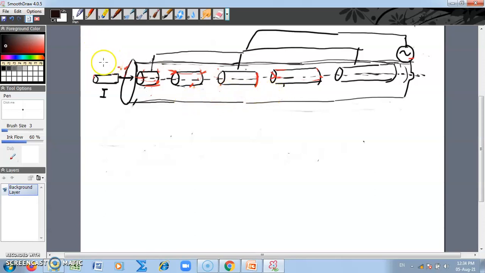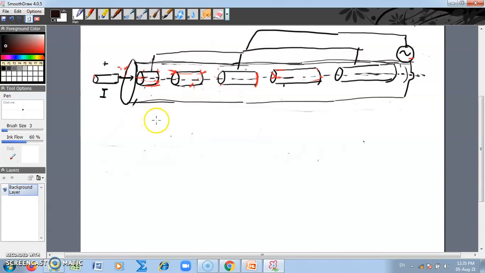And we had in particular started with a positively charged ion, and we saw how it got accelerated, and it accelerates at the gap. Now we try to find the mathematical relation between the length of the cylinder and the frequency of the applied AC voltage.